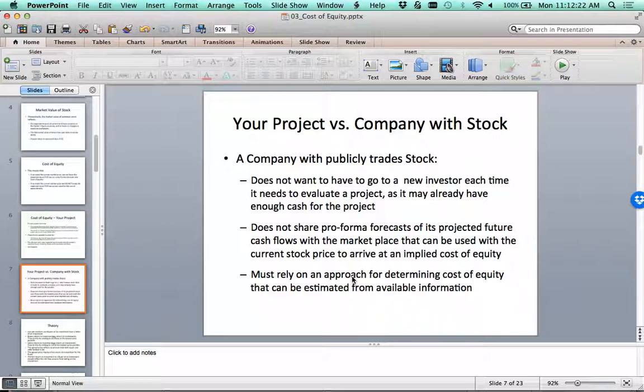Well, here's the deal for a publicly traded company. First of all, the publicly traded company oftentimes has its own cash. It has money in reserve and so forth. So it doesn't want to have to go out and raise money in order to estimate a cost of equity for its projects. It just wants to know what the cost of equity would be if it did raise it.